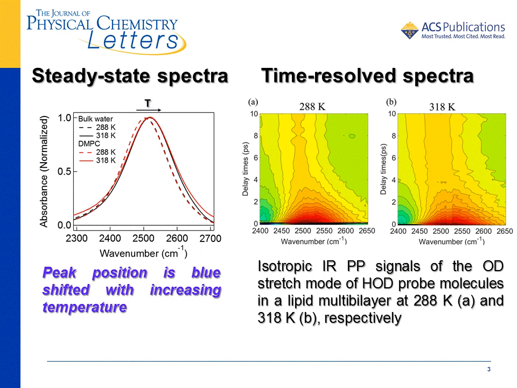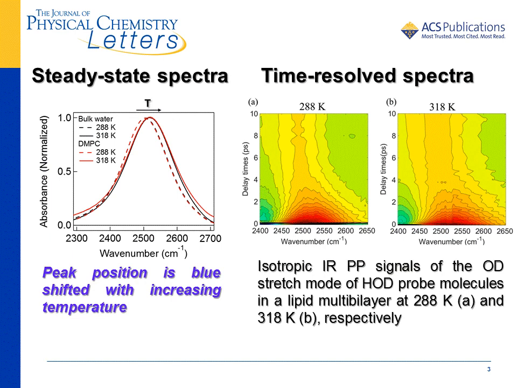The left-hand side figure shows the linear absorption spectra of the DMPC multibilayer by red lines and of isotopically diluted bulk water by black lines. The solid and dashed lines are the spectra at 288 and 318 Kelvin, respectively. The absorption spectra of the OD stretch mode in the DMPC multibilayer are indistinguishable from that in the isotopically diluted bulk water. The main spectral feature with increasing temperature from 288 Kelvin to 318 Kelvin is a blue shifting of the peak position.